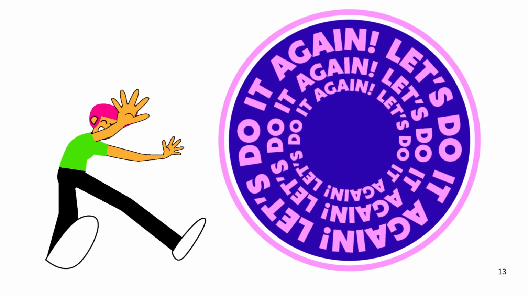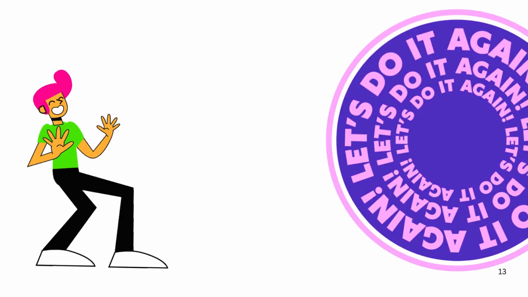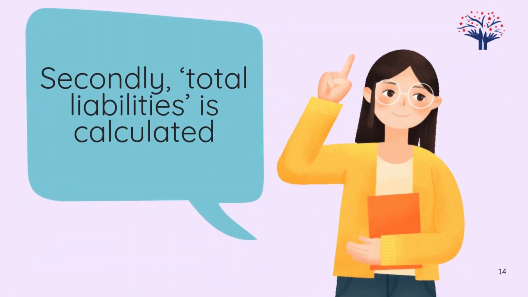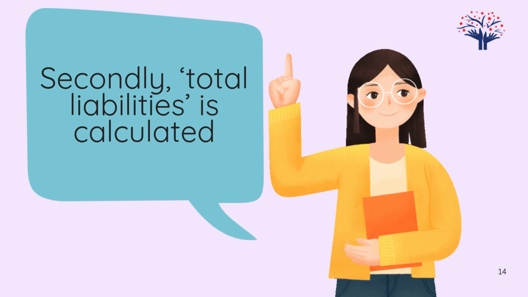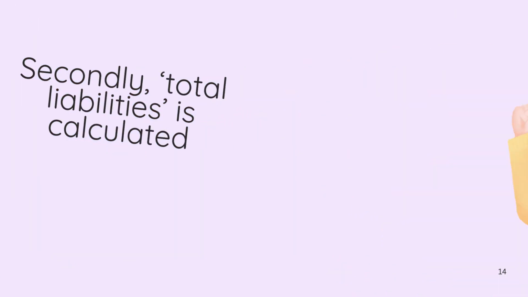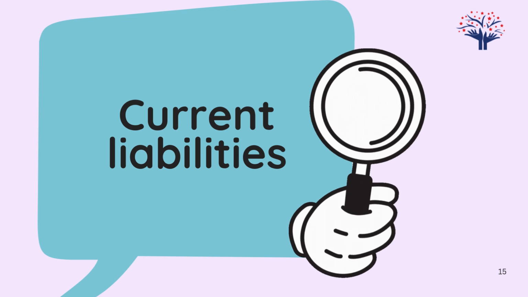Now that we've covered assets, let's talk about the second major component, total liabilities. Liabilities represent everything a business owes, whether to suppliers, banks, or other financial obligations. Understanding this is key to assessing a company's financial position.